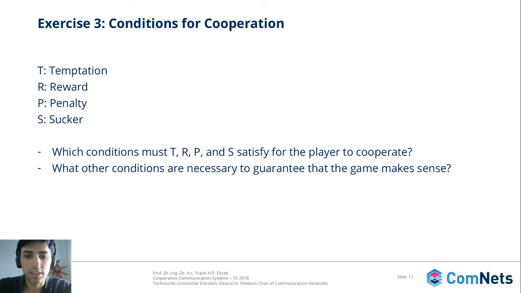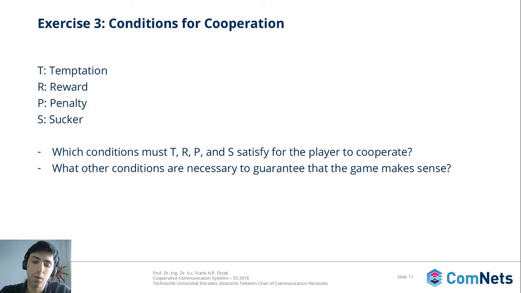So let's start with, for example, T, the temptation, and R, the reward. The reward means that both players cooperate. The temptation is that one player cooperates and the other one does not, and the temptation is for the player that does not cooperate, that defects. So what are the conditions that T and R must satisfy?